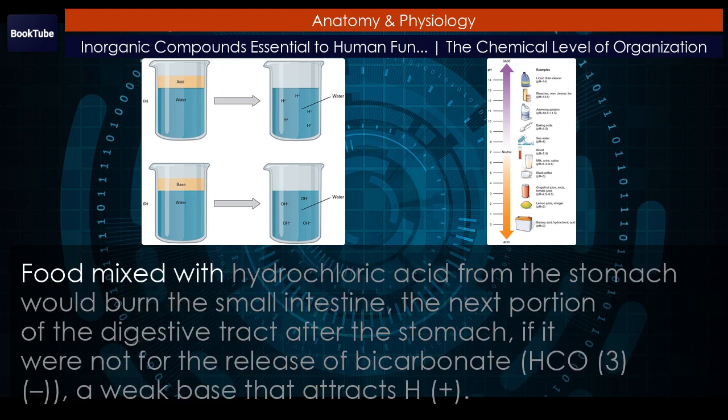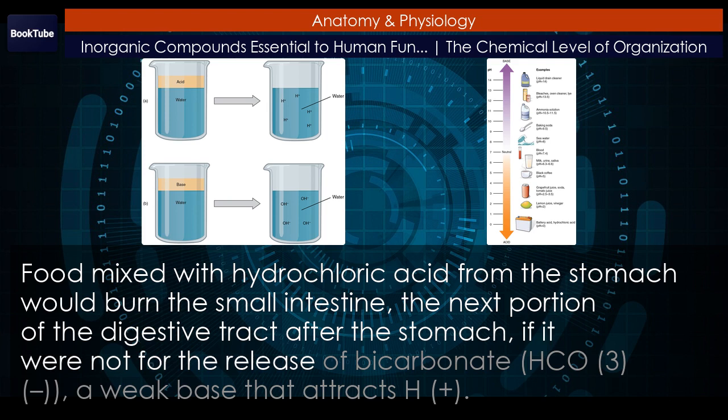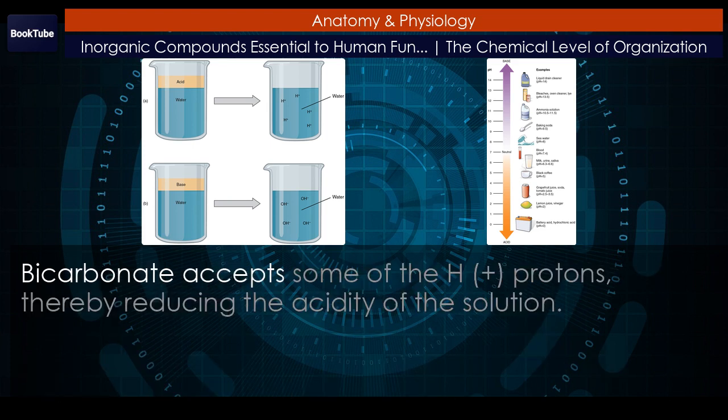Food mixed with hydrochloric acid from the stomach would burn the small intestine, the next portion of the digestive tract after the stomach, if it were not for the release of bicarbonate, HCO3−, a weak base that attracts H+. Bicarbonate accepts some of the H+ protons, thereby reducing the acidity of the solution.